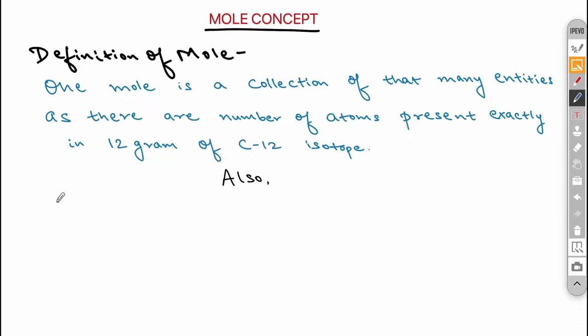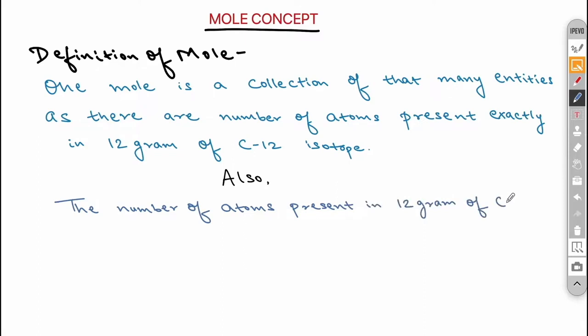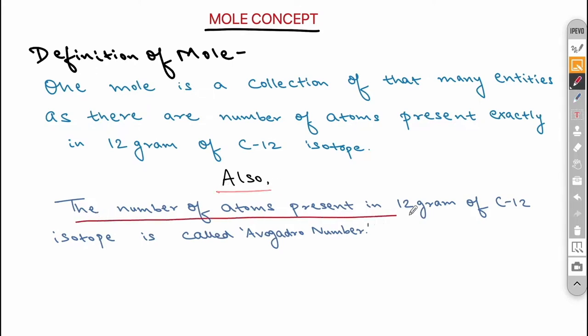Also, we'll write that the number of atoms present in 12 gram of C12 isotope is called Avogadro number. Avogadro number is generally denoted by Na or even N0. So the number of atoms present in 12 gram of C12 isotope is Avogadro number, which is denoted by Na.